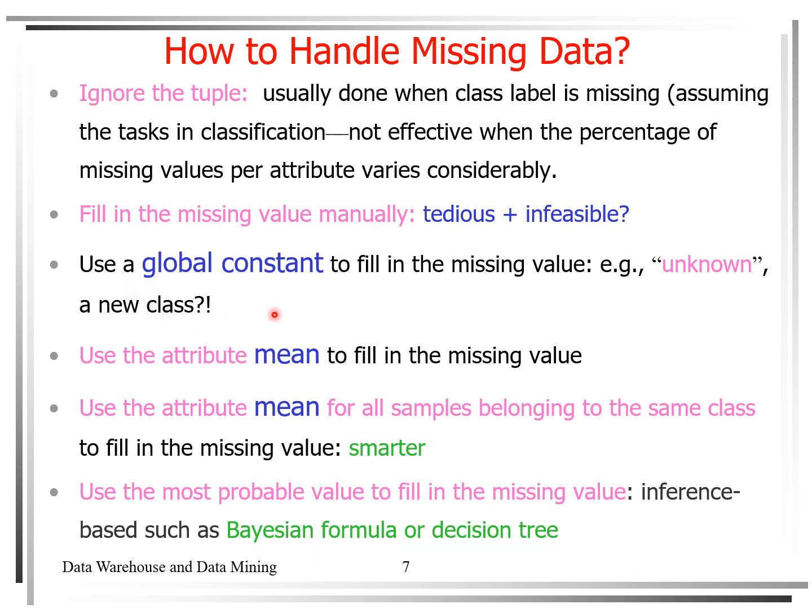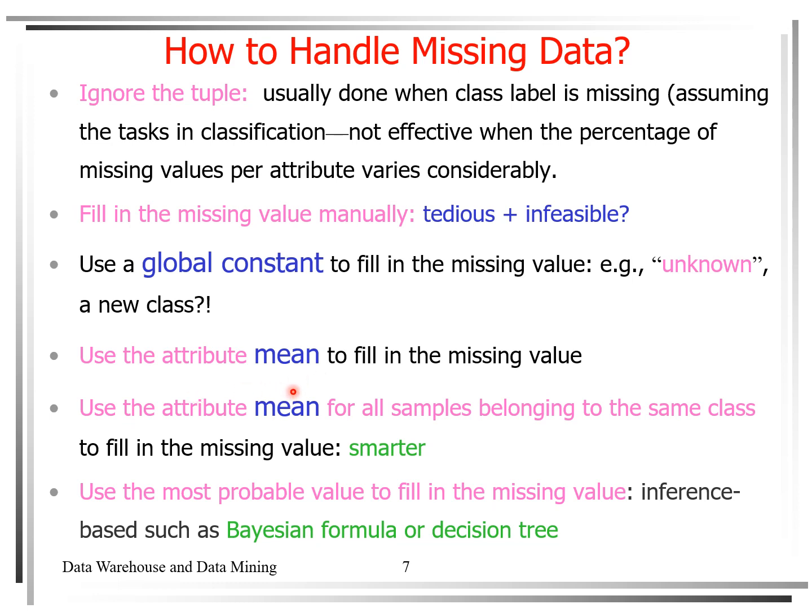Also, you can use a global constant such as unknown or not applicable, or give it a very odd number. For instance, if you have the grades of students out of 60, a missing grade will be, let's say, minus 100 or 0. This way you will know that this is missing data.